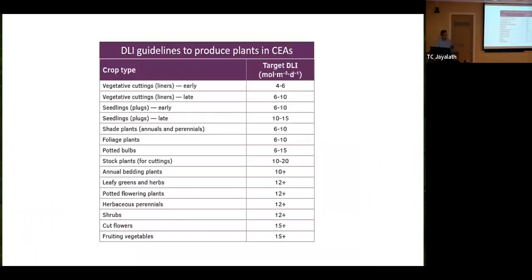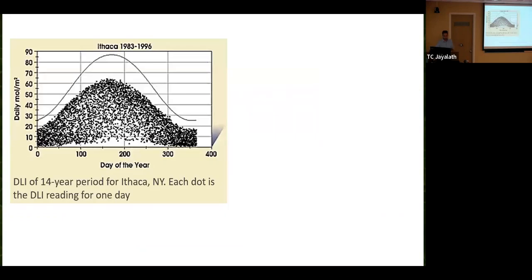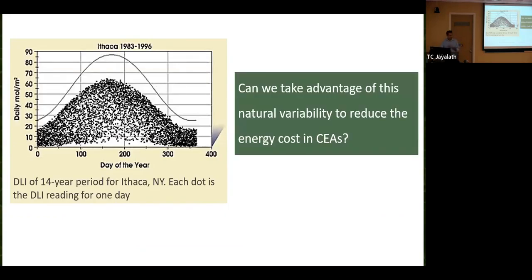In this study, the energy requirement for greenhouse lighting can be reduced by considering excess light from the previous day. As I explained earlier, we have a DLI guideline to grow crops in CEA. We talked about seedlings earlier; now we are going to talk about leafy greens. Leafy greens need more than 12 moles of light per day. I also mentioned the DLI varies from day to day. But in this study, we thought, can we take advantage of this natural variability of sunlight, and can we reduce the energy cost in CEA for lighting?